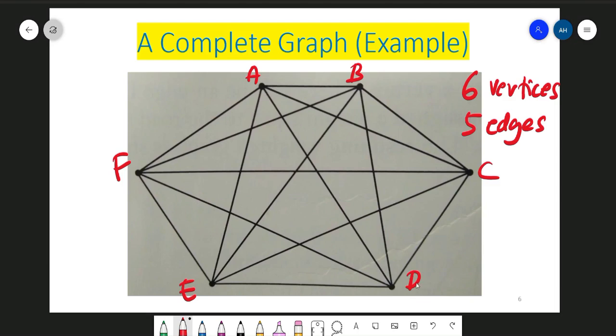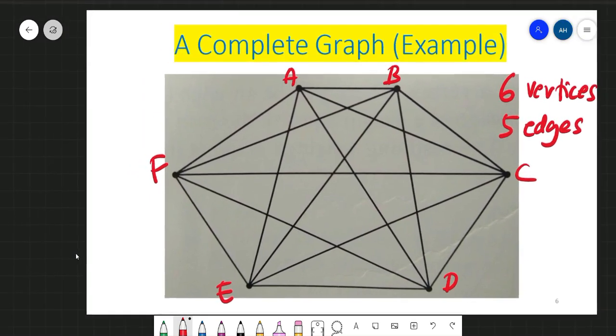The same thing with D. Here we have 5: 1, 2, 3, 4, 5. Each one of these vertices has 5 edges going out from it. Therefore, that's the way to check whether a particular graph is complete or otherwise. So this graph is complete.